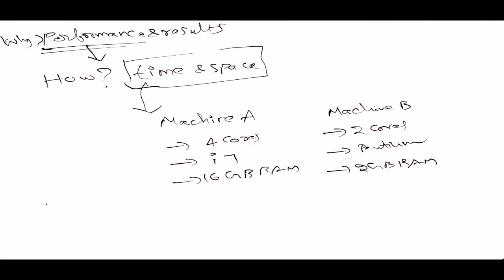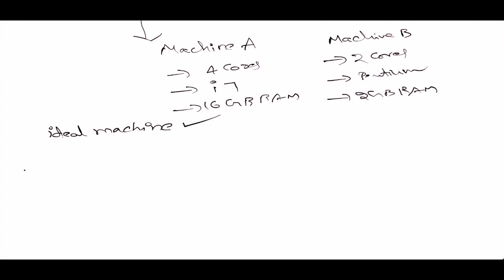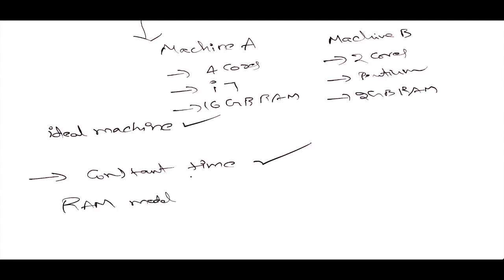So in our analysis, we will ignore the kind of machine and all these constraints, and we will always assume that we are running on an ideal machine. Another assumption is that each statement in our algorithm will take a constant time. These two are the assumptions we have to make before analyzing our algorithm. This is what we call the RAM model of computation.